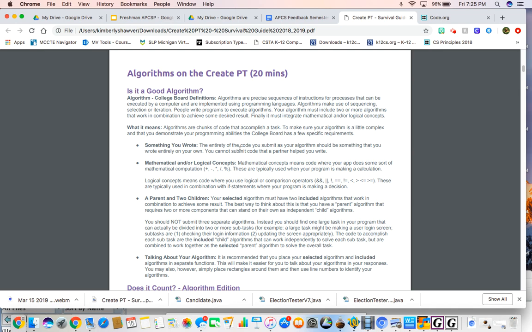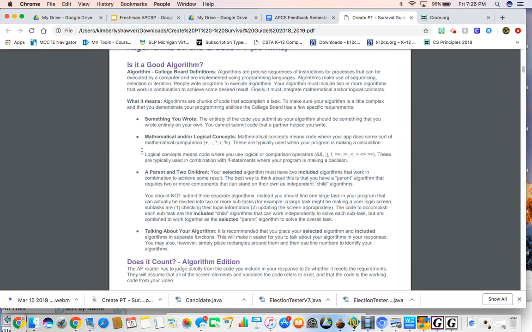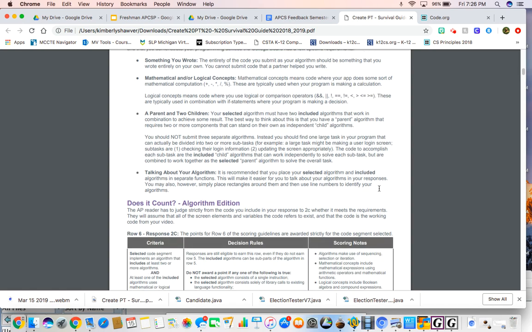To make sure your algorithm is a little more complex and that you are demonstrating your programming abilities, the College Board has some specific requirements. First of all, it has to be something you wrote, has to use math or logical concepts. Math concepts means code where your app does some sort of math computation. These are typically used when your program is making a calculation. The logical concept means code when you use logic or comparison operators. These are typically used in combination with an if statement where your program is making a decision.